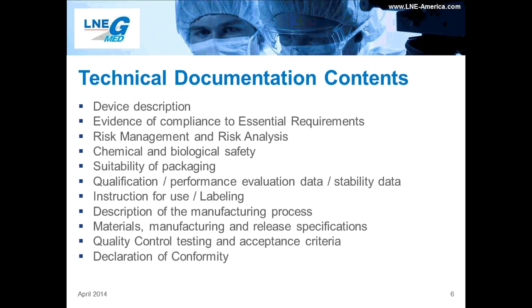So what comprises a technical file? Technical documentation should contain the following sections: the device description, evidence of compliance to essential requirements, a full risk analysis, information about the chemical and biological safety of the device, relevant information concerning the suitability of packaging, qualification and performance evaluation data and stability data, instructions for use and all product labeling, a description of the manufacturing process, including the quality control activities, information on materials used and the manufacturing and release specifications, the QC testing requirements and acceptance criteria, and last, but usually included in the beginning of a technical file, is the Declaration of Conformity.